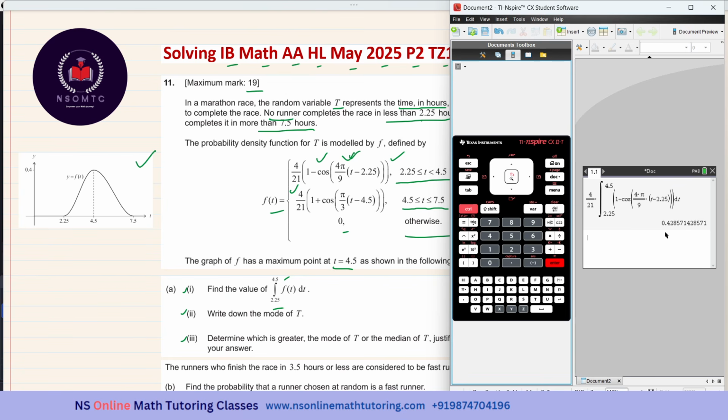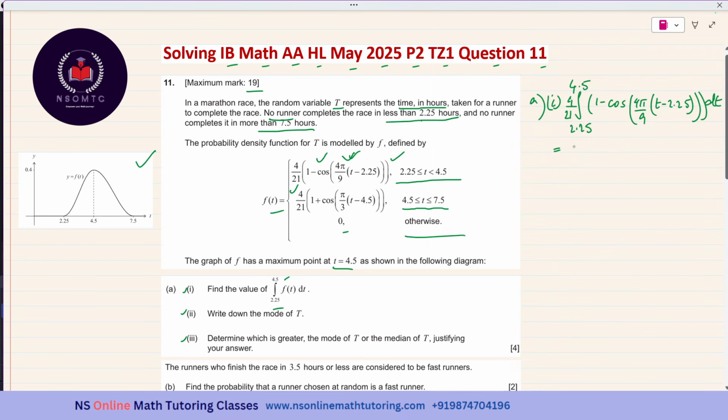0.42857. So correct to three significant figures, it will be 0.429. Now, let me write down the mode of t.